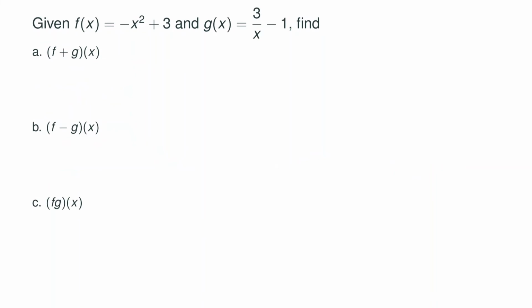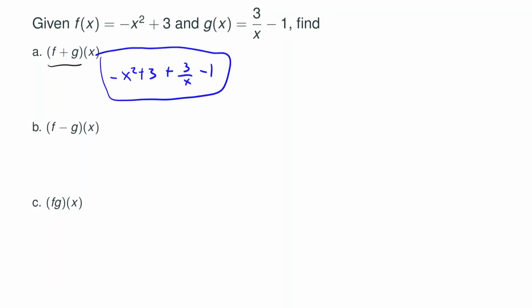For this problem, given two functions, f of x and g of x, we find adding, subtracting, and multiplying. Adding functions means we just add these. This means add two functions. So we do negative x squared plus 3 plus 3 over x minus 1. That's it. We add two functions. Subtracting means negative x squared plus 3 minus 3 over x minus 1. And we can distribute the negative sign. So we have negative x squared plus 3 minus 3 over x plus 1.